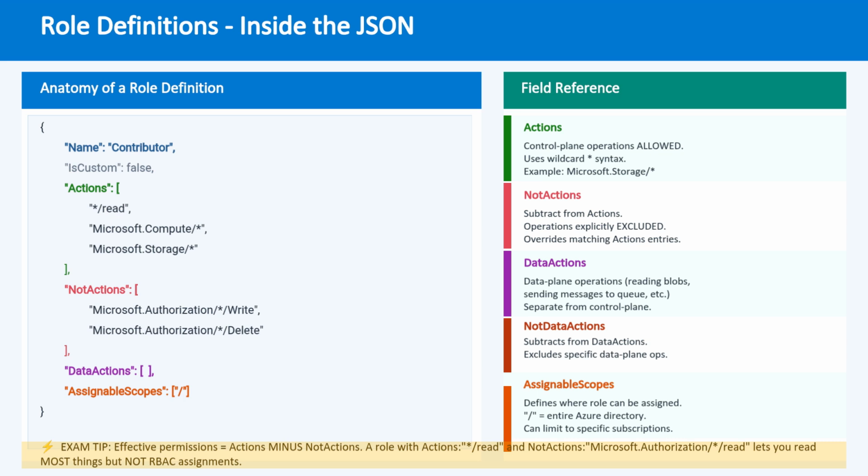Next, let's consider assignable scopes. This defines where the role can be applied. A slash means the role can be assigned anywhere in Azure. Custom roles can be scoped to specific subscriptions. How evaluation works: effective access equals actions minus not actions, plus data actions minus not data actions. If you have multiple role assignments, Azure unions all the actions together, then subtracts the union of all not actions.